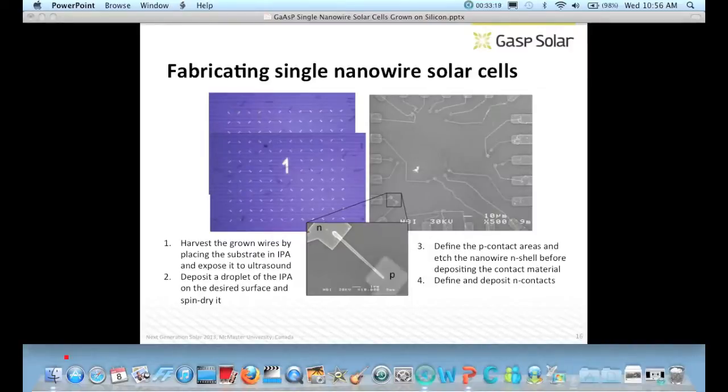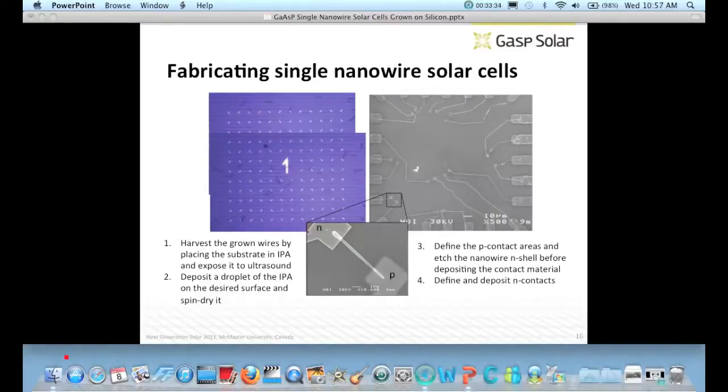So this geometry is not as good as the one standing straight on the substrate. But it's very good for characterizing the individual nanowires from growth to growth to see any improvements you've made.